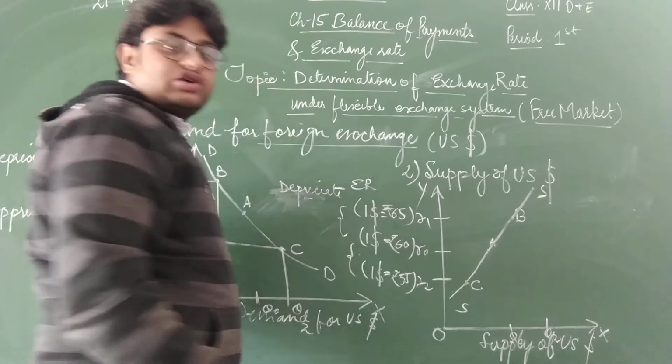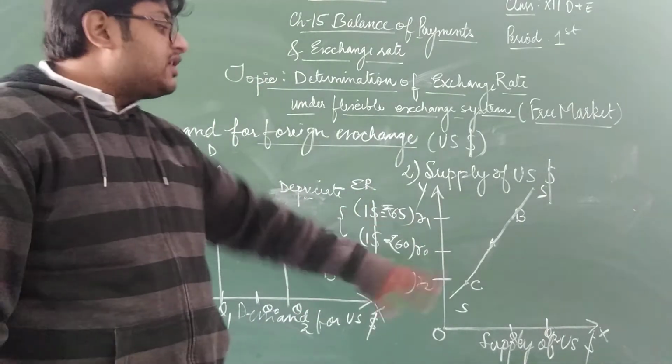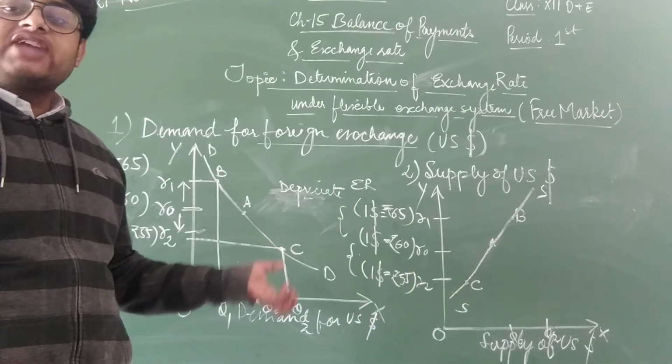So this situation is not that much beneficial for the exporters, and the supply of exports will reduce in this case. So we will get an upward sloping curve, and what we are able to conclude is that there is a positive relation between supply of foreign exchange and the exchange rate.